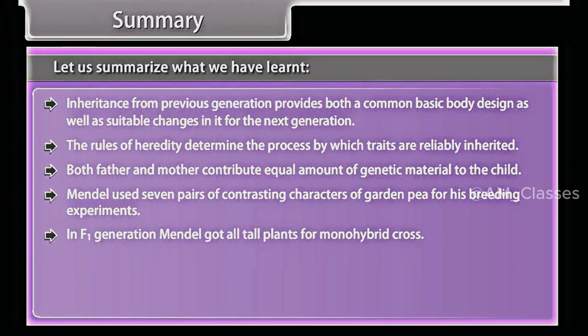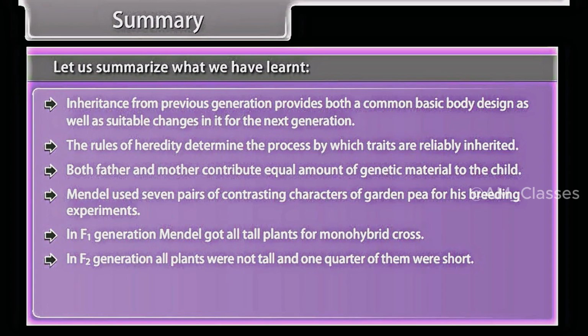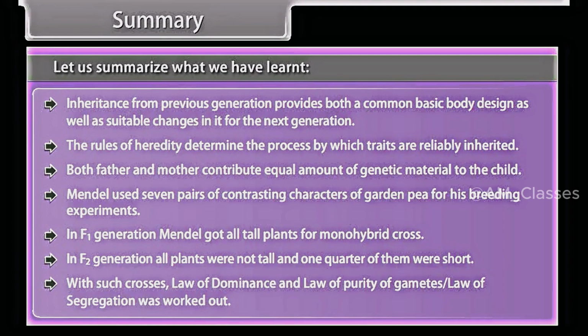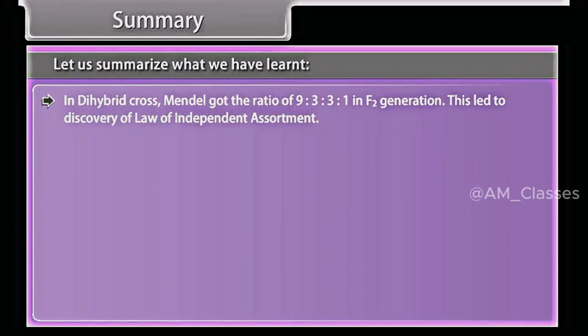In the F1 generation, Mendel got all tall plants for the monohybrid cross. In the F2 generation, all plants were not tall and 1/4 of them were short. With such crosses, the law of dominance and the law of purity of gametes, which is also called the law of segregation, were worked out. In the dihybrid cross, Mendel got the ratio of 9:3:3:1 in the F2 generation. This led to the discovery of the law of independent assortment.